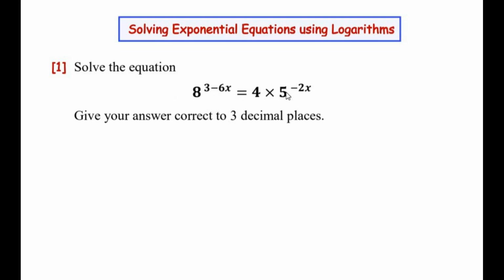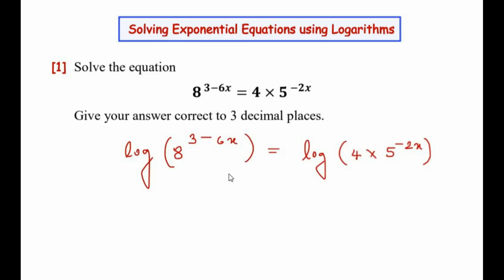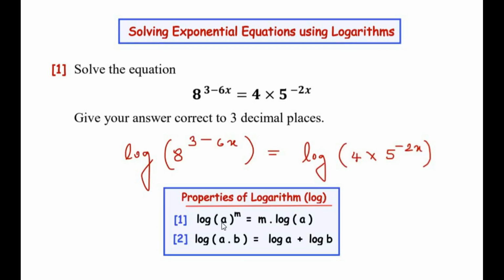So here let us take log on both the sides of the equal to sign. So we have log of 8 to the power of 3 minus 6x is equal to log of 4 times 5 to the power of minus 2x. Now to solve this expression we have to make use of properties of logarithms. The first property is log of a to the power of m will be equal to, now the power comes out and gets multiplied with log a, so we get m times log a. And the second property is log of product of two terms, that is a times b, is equal to the sum of the log of individual terms. So it becomes log of a plus log of b.